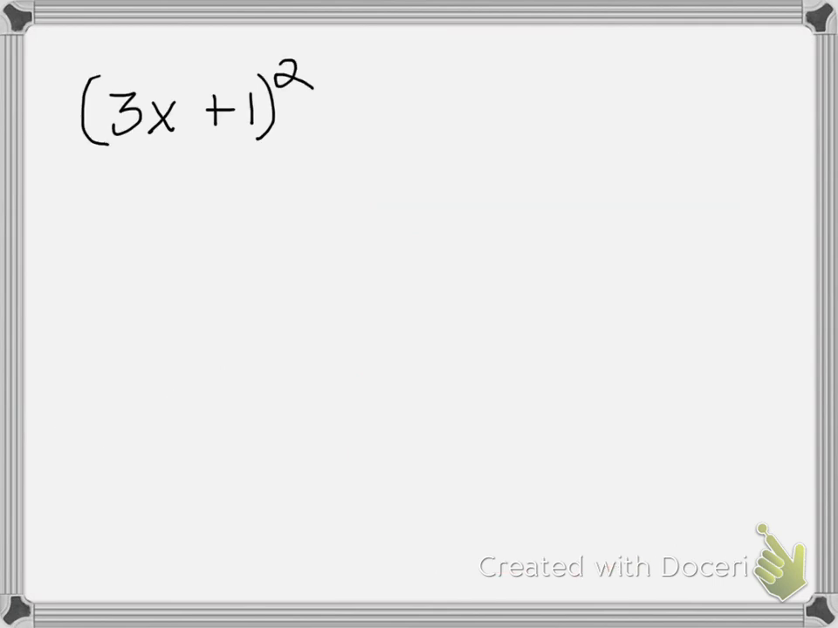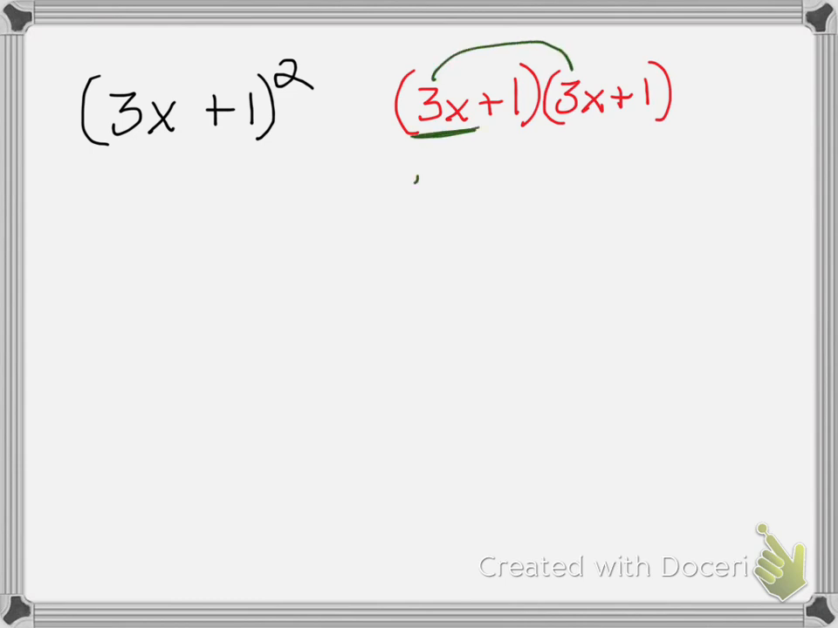And let's look at this last example, just so you know it's not always going to be a linear binomial. I will write 3x plus 1 twice because it is 3x plus 1 squared. And I'll be multiplying that first 3x times everything in the second parentheses. 3x times 3x gives me 9x squared. 3x times 1 gives me 3x.